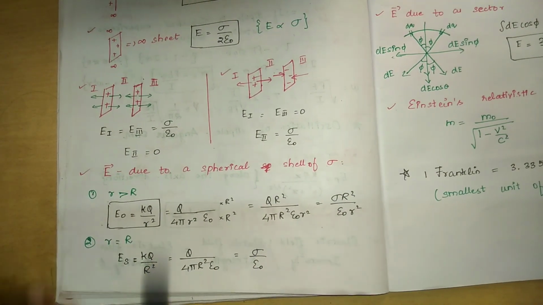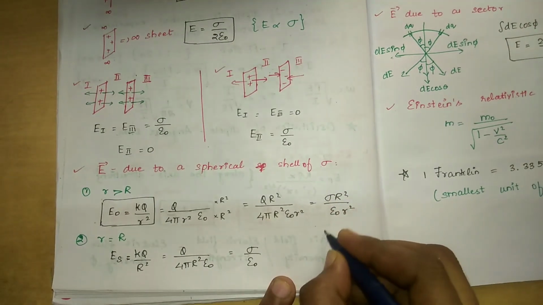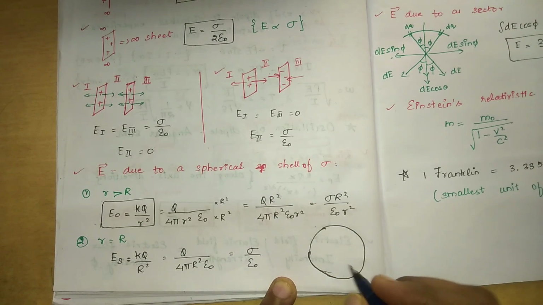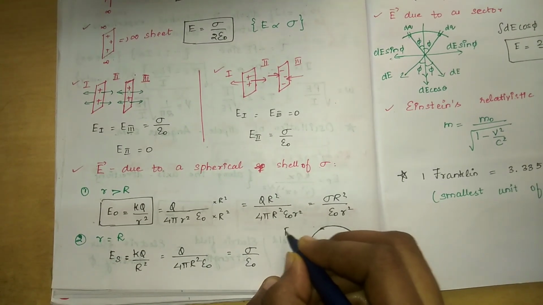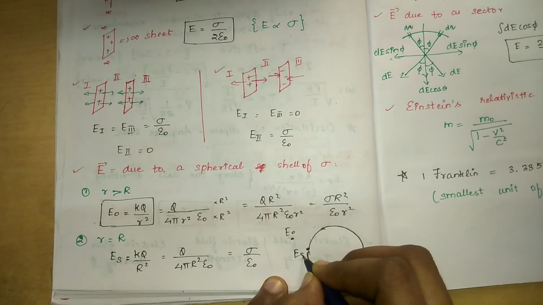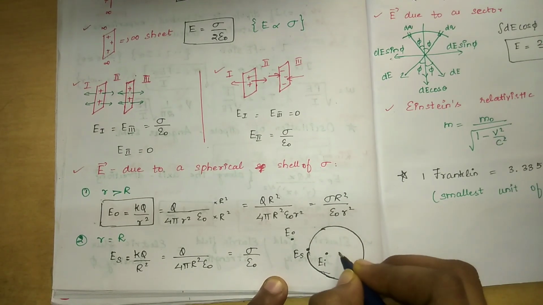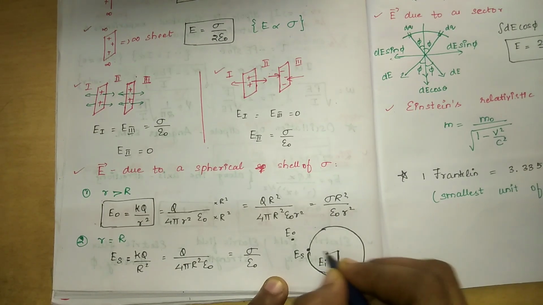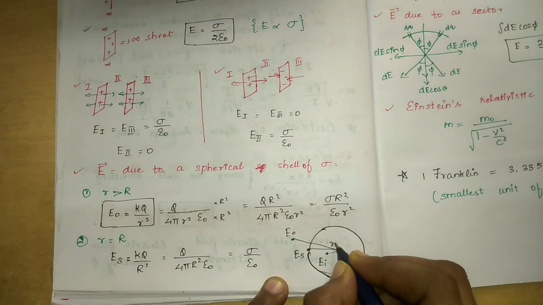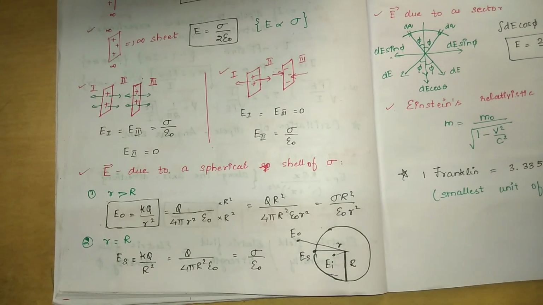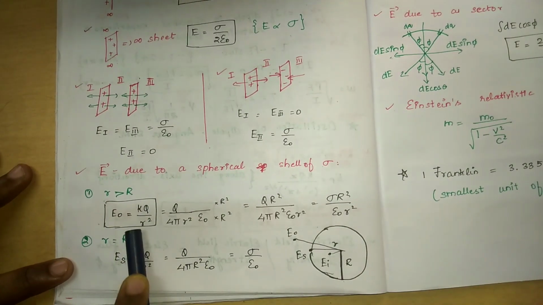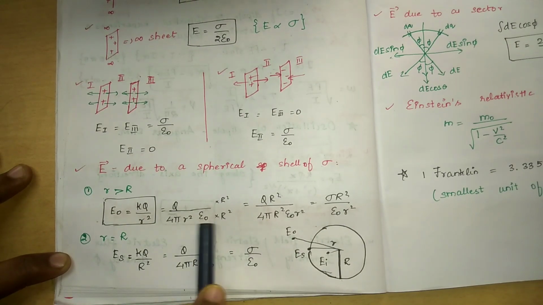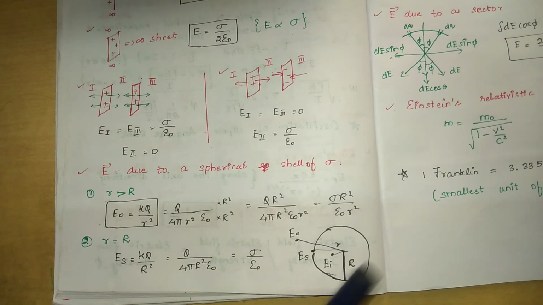This is the shell. Here we consider the electric field outside, at the surface, and inside, where R is the radius of the shell and r is the distance. First, for outside, the electric field is kq divided by r square, which is equal to q. K value is 1 by 4 pi epsilon naught. So apply for this and you will get this one.